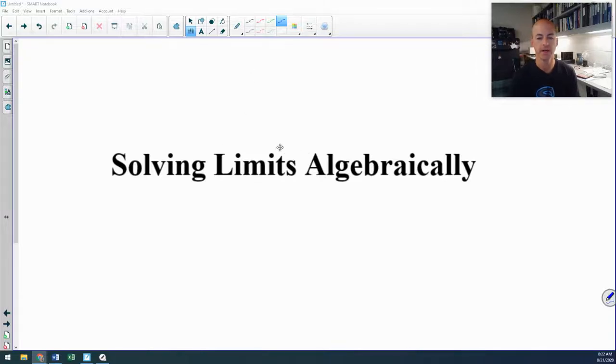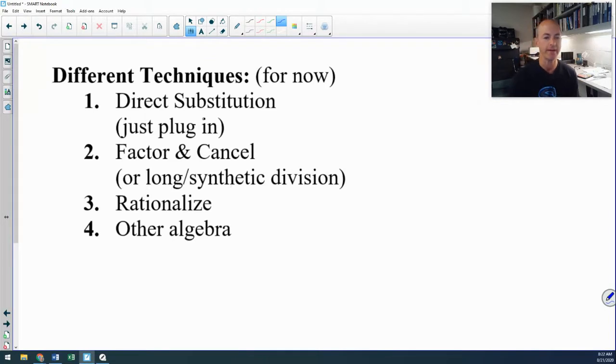Let's look at solving limits through algebra rather than by analyzing a graph. The different techniques I'm going to focus on in this lesson are direct substitution, where you just plug in what x is approaching. You can sometimes factor and cancel something in the numerator and denominator. And in those cases, you can, on occasion, use long or synthetic division instead. You can rationalize either the numerator or the denominator.